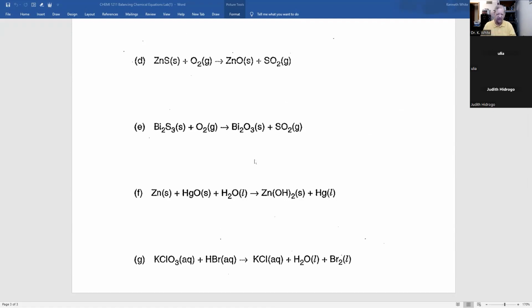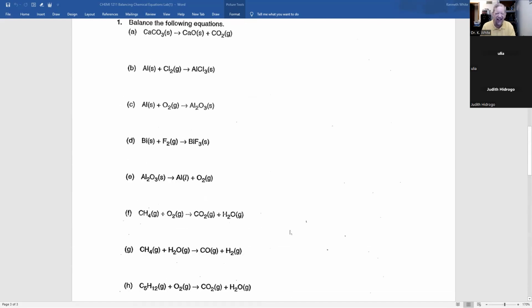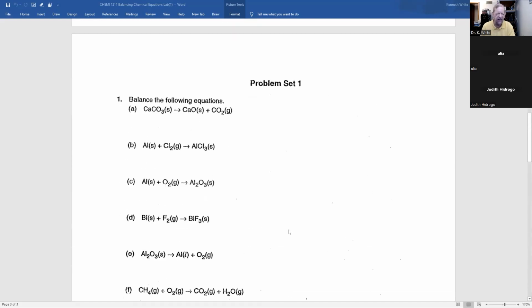Ignore those letters. It means solid, gas, or liquid to solid plus a gas. Just ignore that. Now, one other thing that I will not do on my test, but this problem set or this exercise has, some of these are already balanced. And that would be a correct answer for this lab.